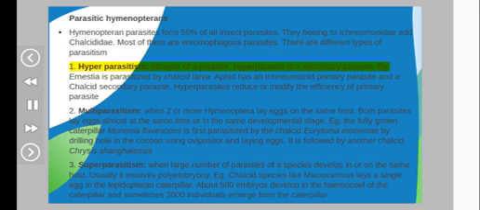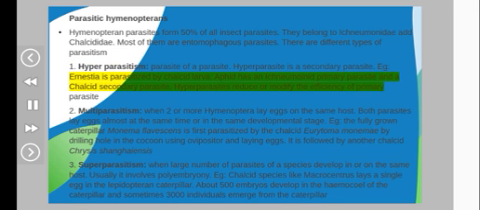1. Hyperparasitism, parasite of a parasite. Hyperparasite is a secondary parasite. E.g., Ernestia is parasitized by chalcid larva. Aphid has an ichneumonid primary parasite and a chalcid secondary parasite. Hyperparasites reduce or modify the efficiency of the primary parasite.